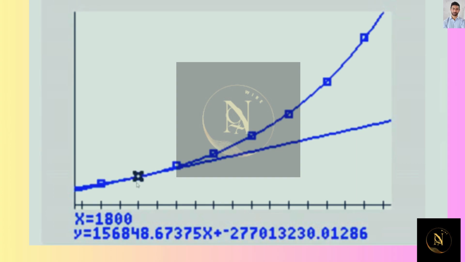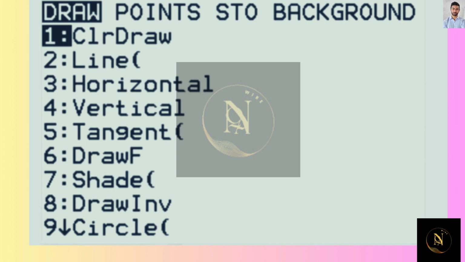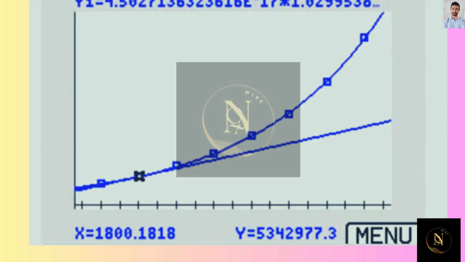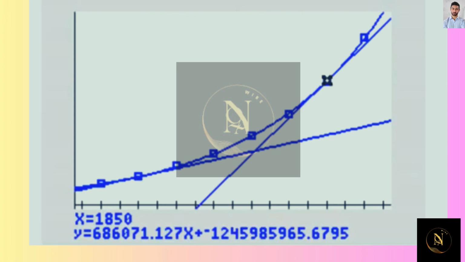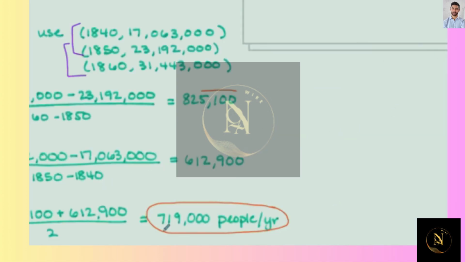Now let's repeat the process for the year 1850. So we go back into the Draw menu, Second Program. We choose Tangent again, press Enter. We type in 1850, press Enter. There's the tangent line, and let's look at the slope at the bottom of the screen. 686,071. Okay, and what did we have before? 719,000. So our values were a little high compared to what we're getting from the graph.